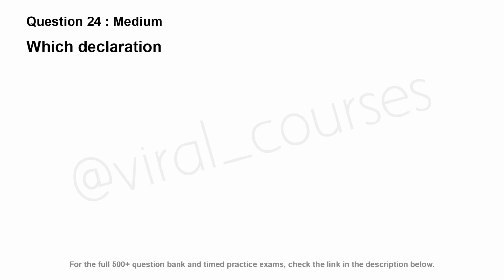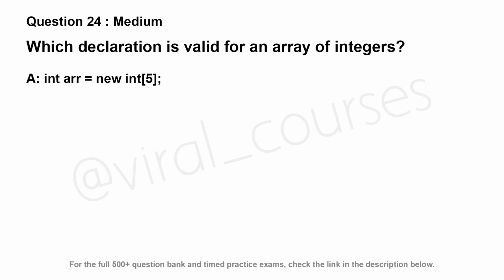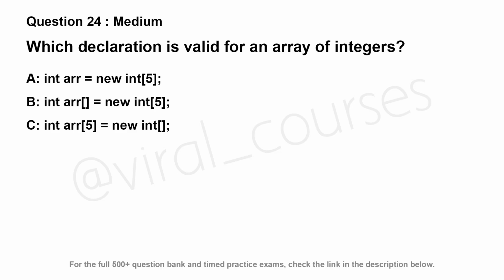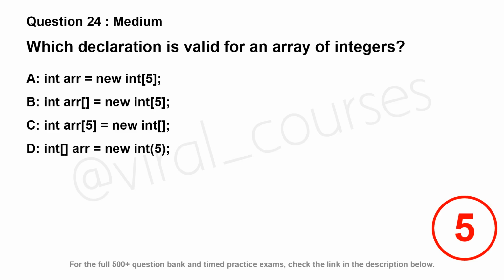Which declaration is valid for an array of integers? Option A. int arr = new int[5]. Option B. int[] arr = new int[5]. Option C. int arr[5] = new int[]. Option D. int arr = new int(5).